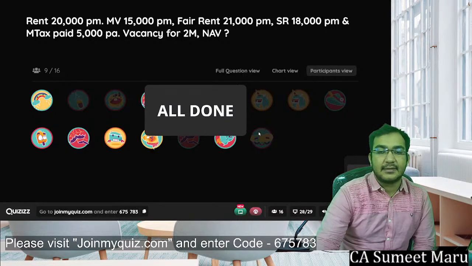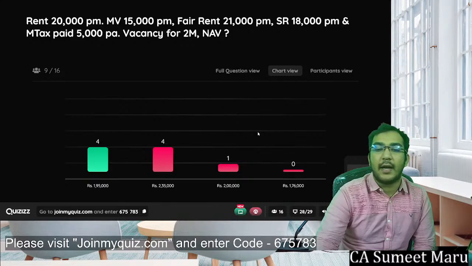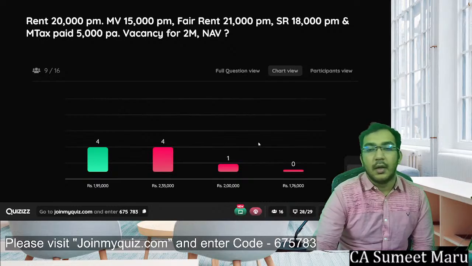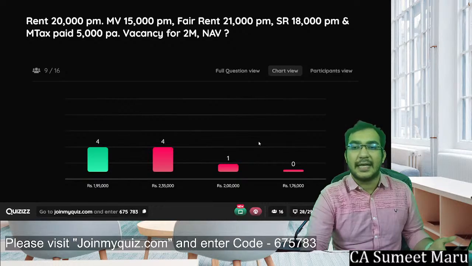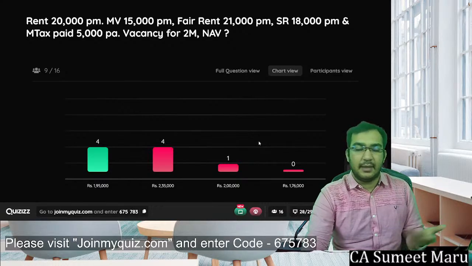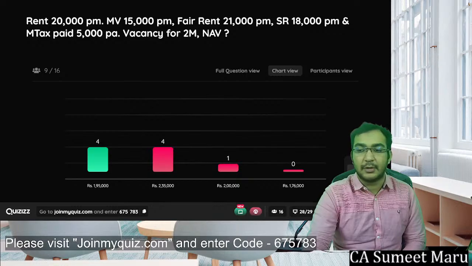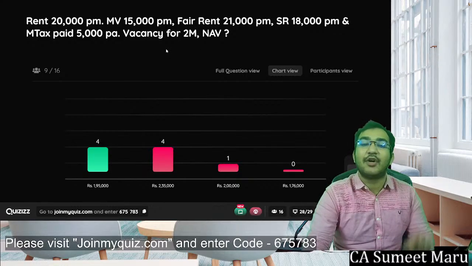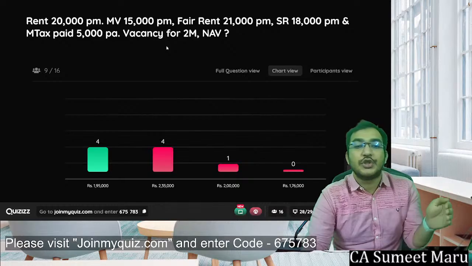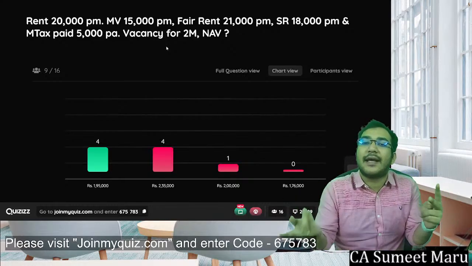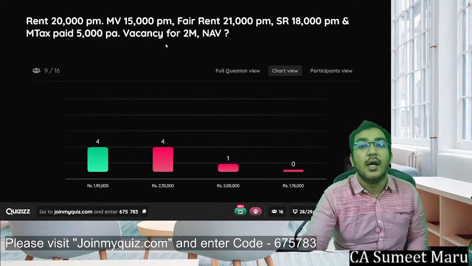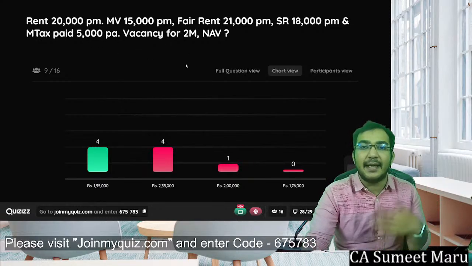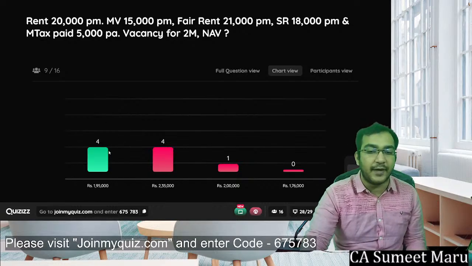And the right answer is option number A, 1,95,000. Because your expected rent is not higher, your actual rent is higher, so actual rent will be taken, and then you will deduct the 5,000 for the municipal taxes paid. As it was given only for 10 months, GAV comes to 2 lakhs. 2 months it was vacant, so 10 months of rent will come, 2 lakhs minus 5,000 municipal taxes paid, and NAV comes to 1,95,000. Very good.